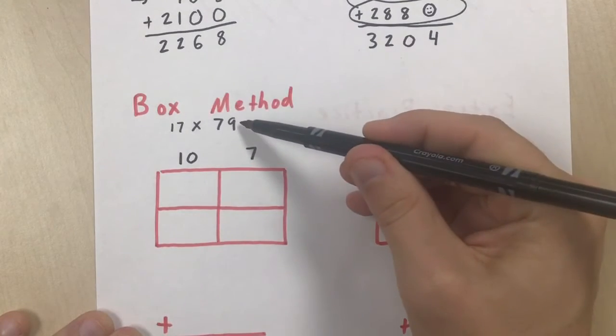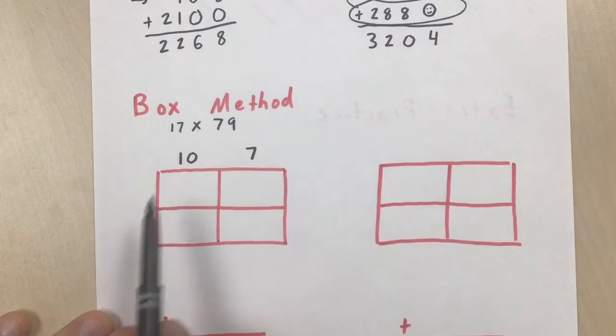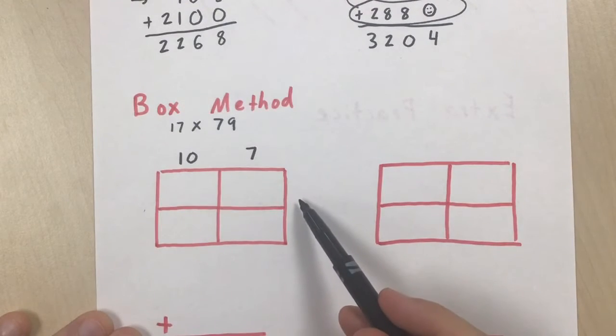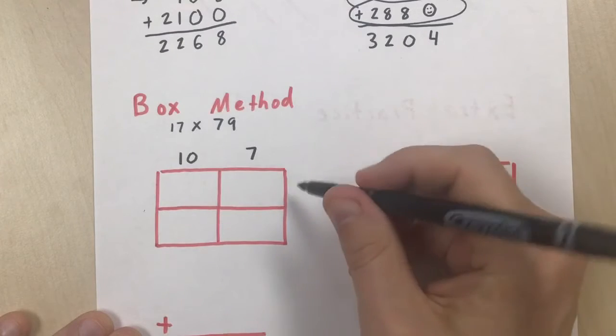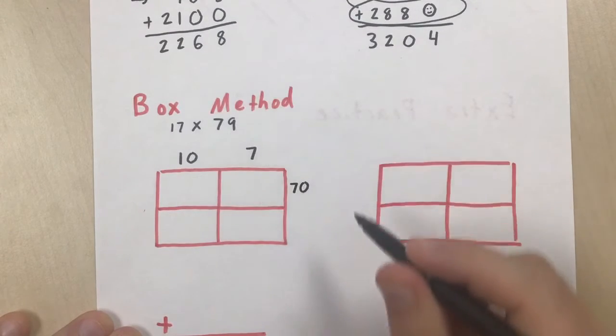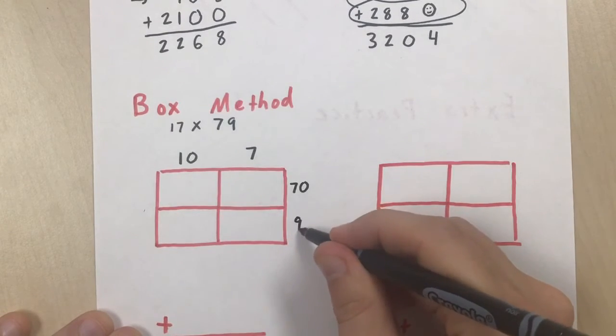Now we have to do the exact same thing for these numbers. I've seen some people put it on this side. I'm going to put it on this side because it makes me happy. That 7 is worth 70, and that 9 is worth 9.